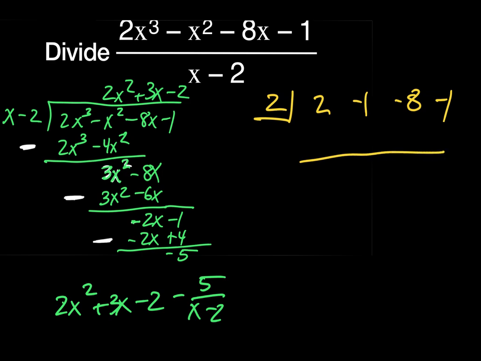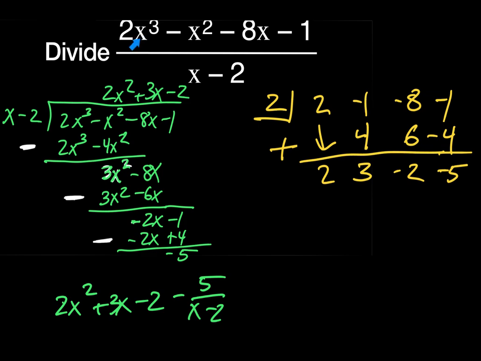First thing I do is I bring down the 2. And then it's 2 times 2, and that goes here, and that's 4. Then I add. 2 times 3, and that goes here, and that's 6. And I'm adding negative 2. 2 times negative 2 goes here. That's negative 4. And I'm adding negative 5.